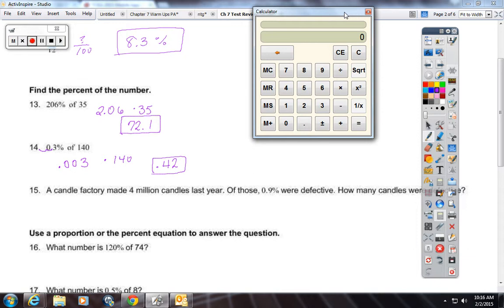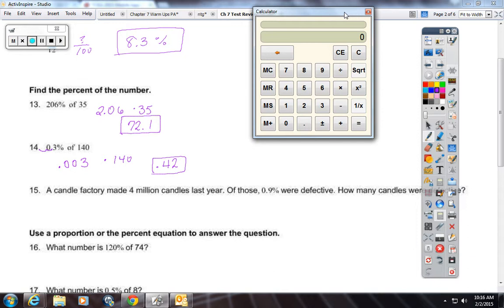So maybe somebody forgot to put the wick in it, or maybe the jar broke, or maybe the wax cracked or something. It means they weren't sellable, right? So 0.9% of the 4 million were defective. So how many candles does that mean were defective?